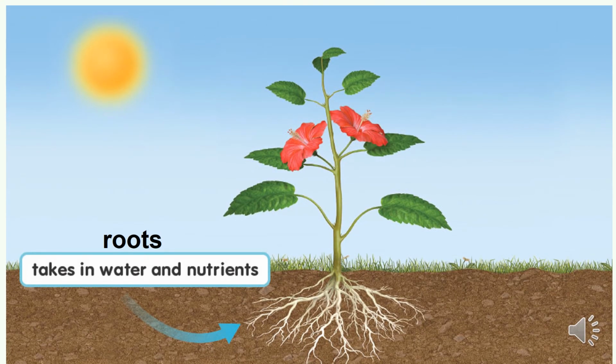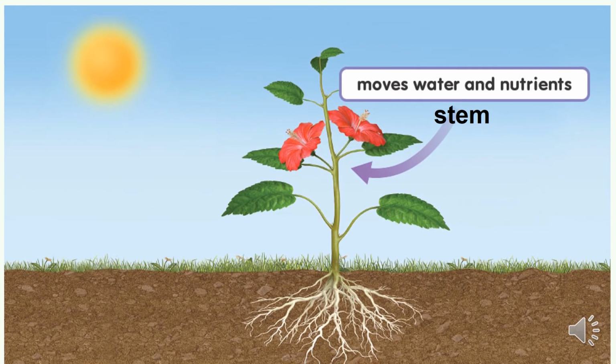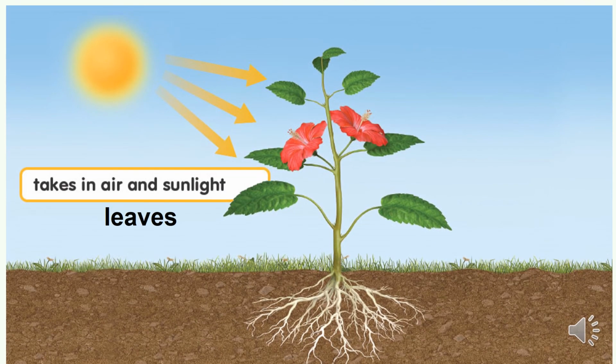Here are the parts of the plant. The first one is the roots. It takes in water and nutrients. The stem. It is the part of the plant that moves water and nutrients. And we have the leaves that take in air and sunlight.